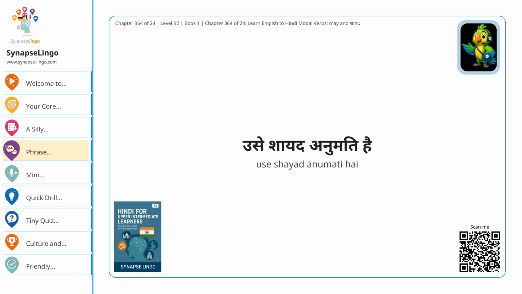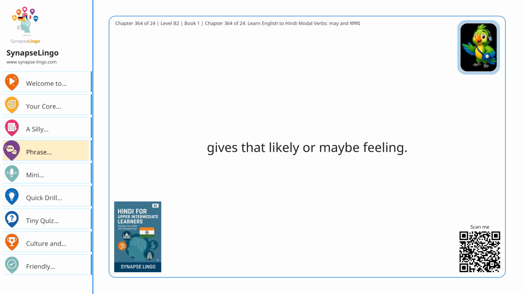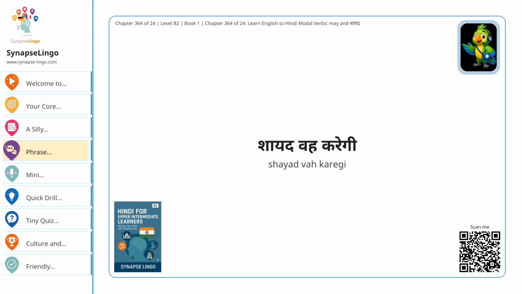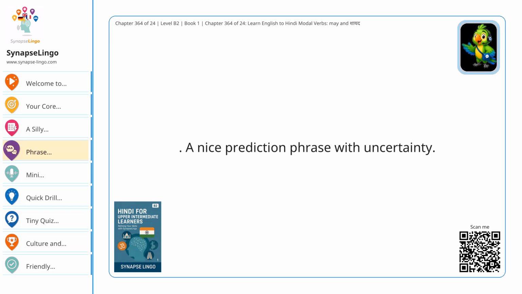He is likely allowed to. उसे शायद अनुमति है. शायद. Gives that likely or maybe feeling. She is likely to. शायद वो करेगी. A nice prediction phrase with uncertainty. Probably. शायद. Tiny word, huge usefulness.